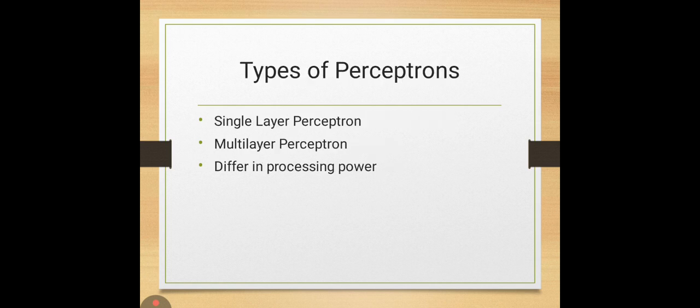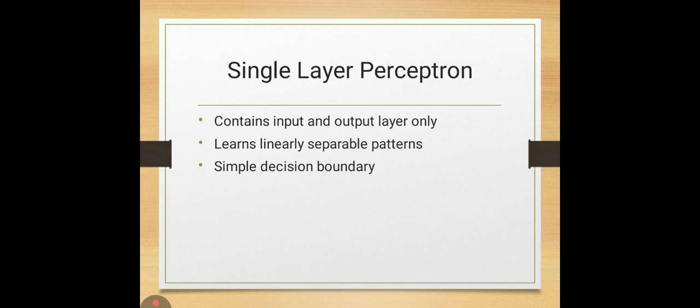Then about the types of perceptron, there are two main types: single layer perceptron and multi-layer perceptron. These two types differ mainly in their processing power and ability to solve complex problems. A single layer perceptron contains an input layer and output layer only. There is no hidden layer. This perceptron can learn only linearly separable patterns. It produces a simple linear decision boundary and it's suitable for basic classification problems.